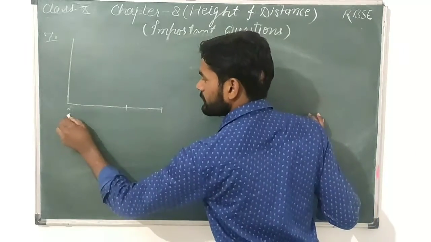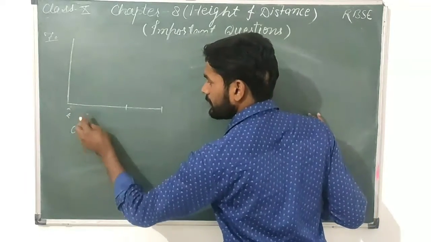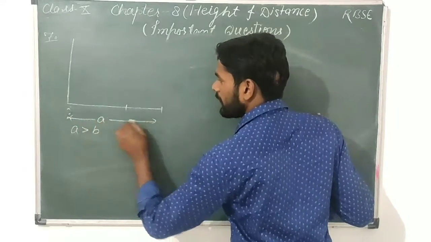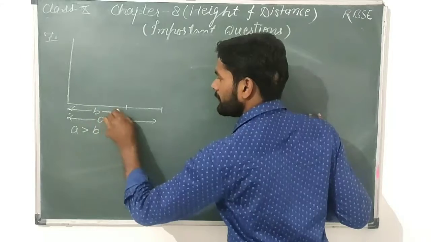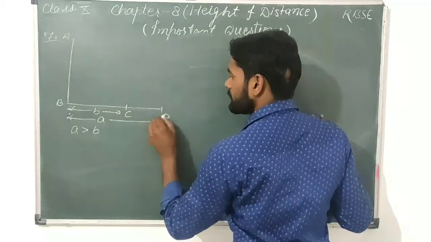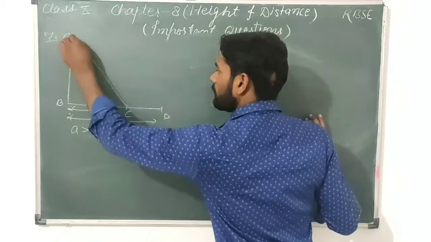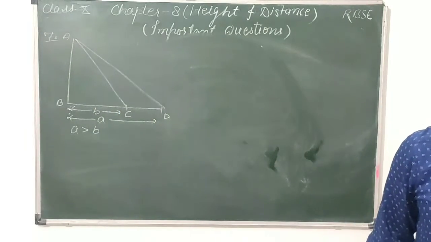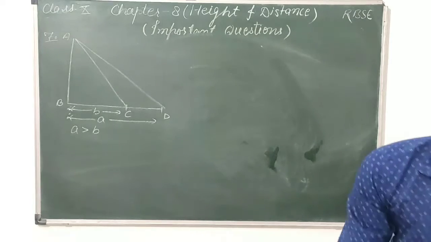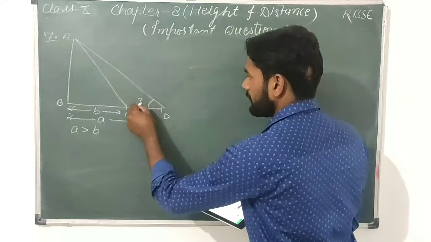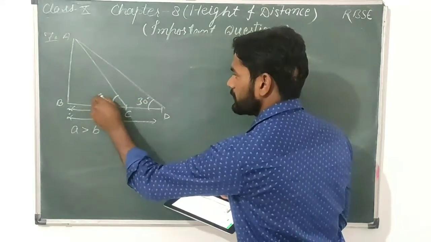Both points are on the same line, in which A is greater than B, so definitely this will be A and this will be B. This point is C and this point is D, and the angle of elevation of the top of the tower from these 2 points is found to be 30 degree for the first and 60 degree for the second.